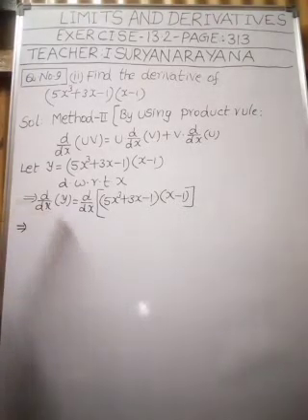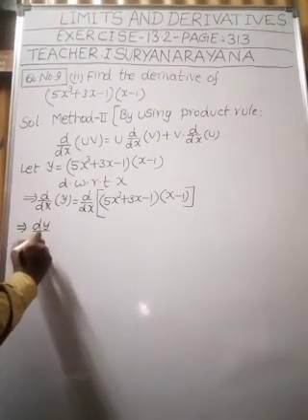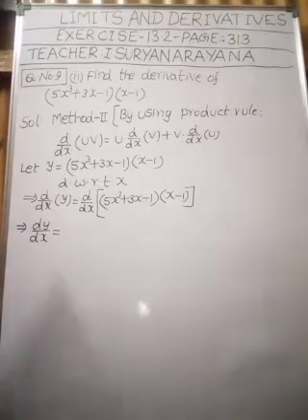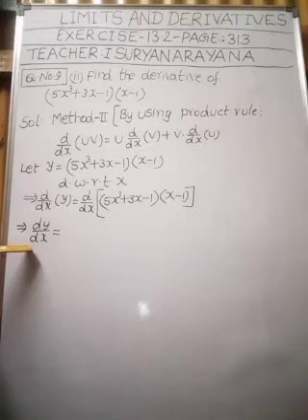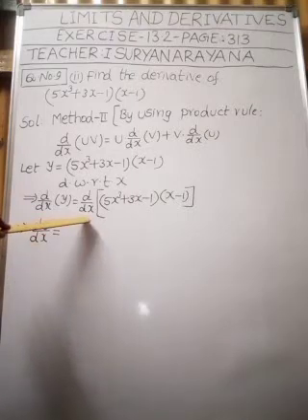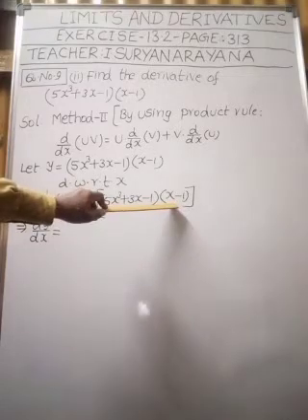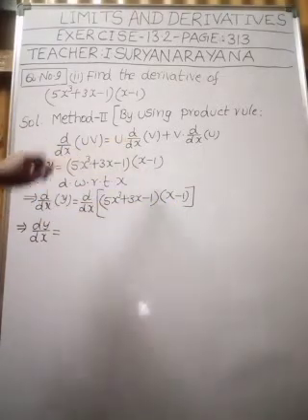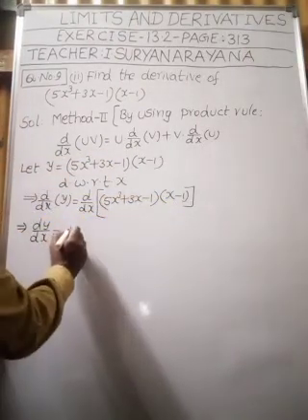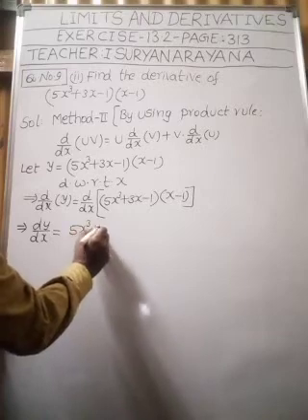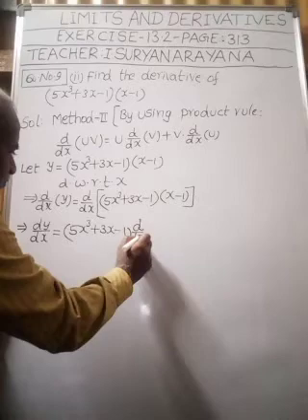How do you write this notation? d by dx of y means dy by dx. This notation is written as dy by dx. d by dx of y is equal to dy by dx. Okay, my children. Right. Now come to RHS. Previously I told you this is considered as u and this is considered as v. So in this formula substitute u and v. So what is u? 5x cube plus 3x minus 1 into d by dx of x minus 1.